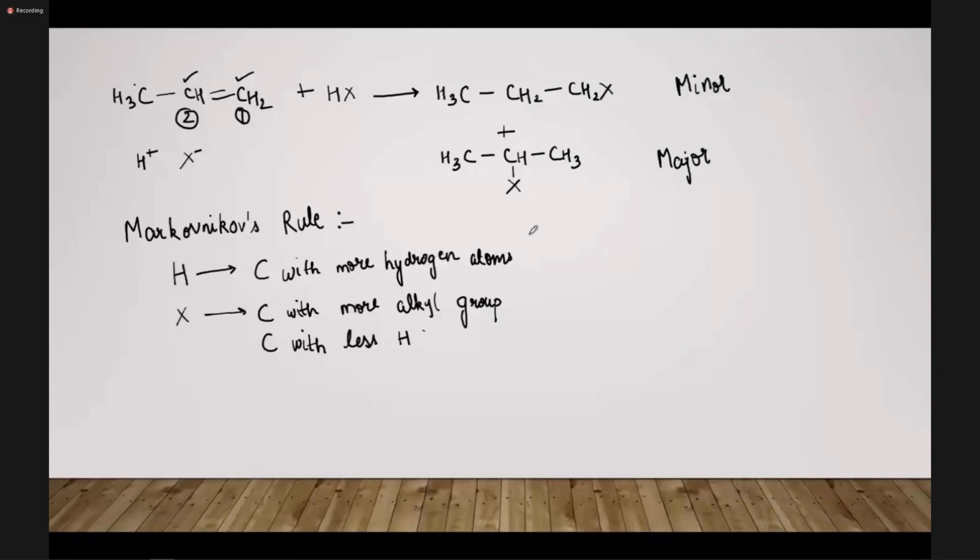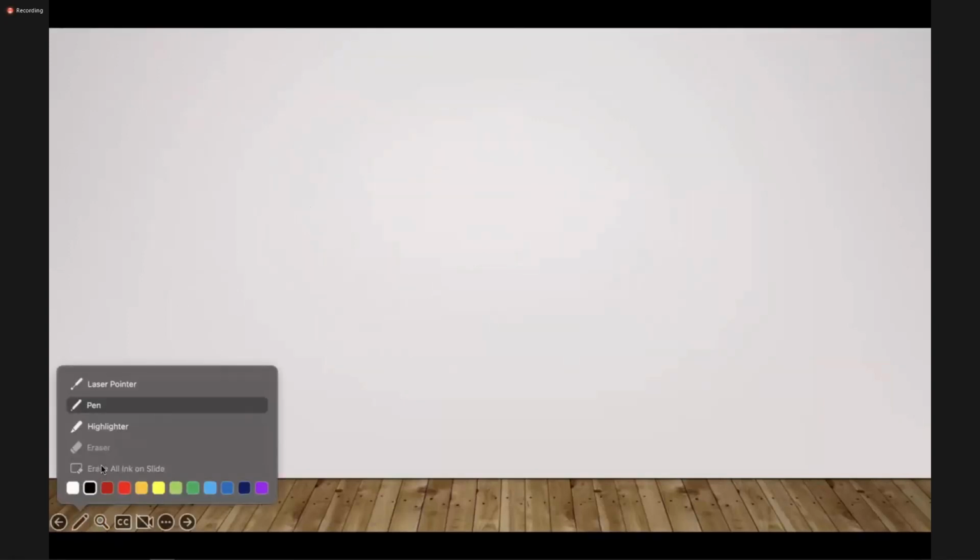So this was about the addition of hydrogen halide. We were discussing the preparation from the alkenes, and this was the first part of it. Now coming to the second part, preparation from alkenes. The second part says the addition of halogens. So part B was addition of halogens.